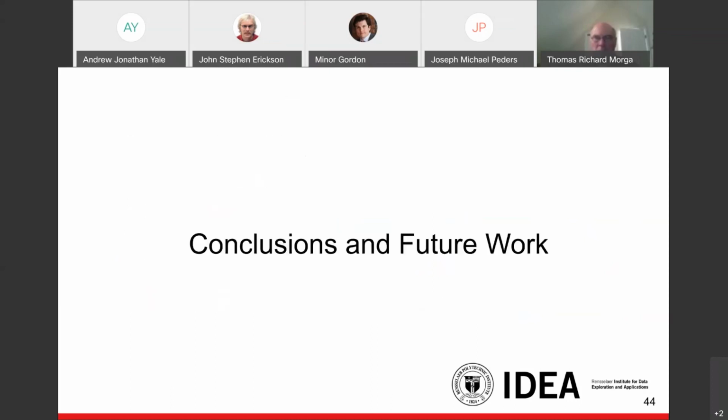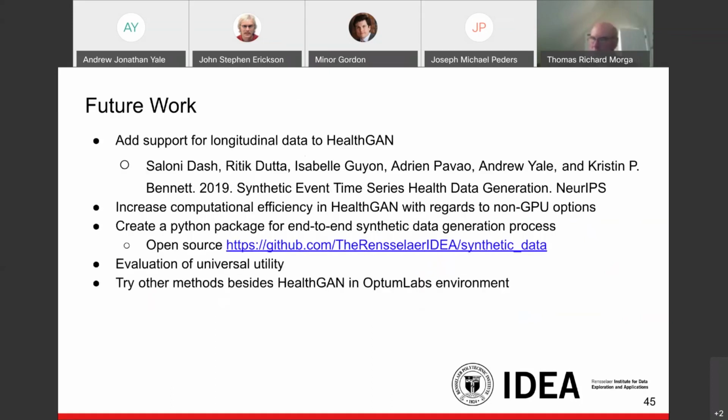In terms of conclusions, or future work, we're trying to add longitudinal support for the HealthGAN. We have the quasi-longitudinal data that I was talking about at the end there, but we want more support for real longitudinal data. We also want to increase the computational efficiency of the HealthGAN. Right now, you do need GPUs to be really effective in generating synthetic data with the GAN.